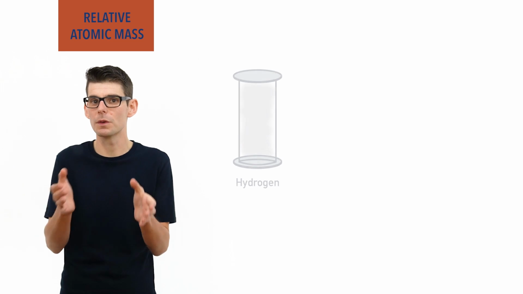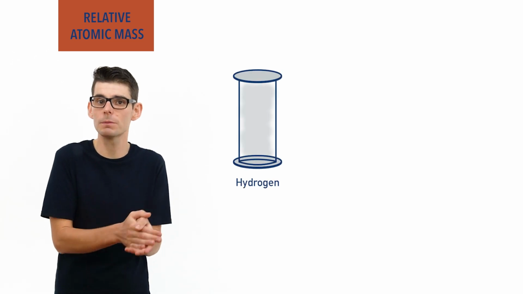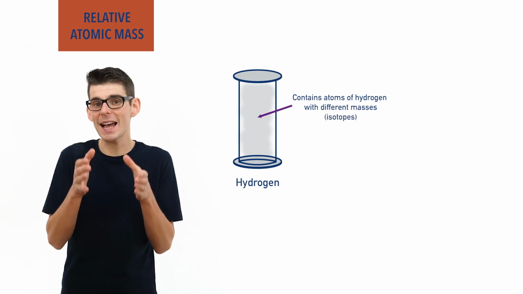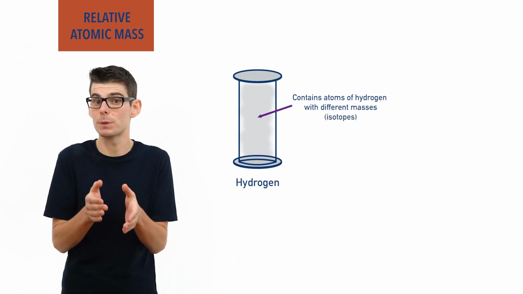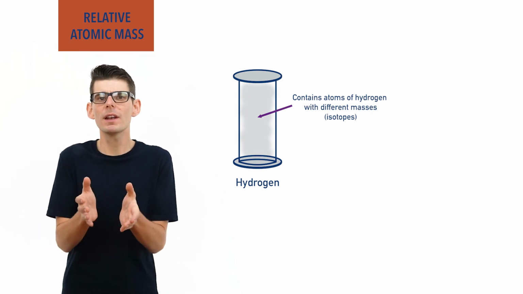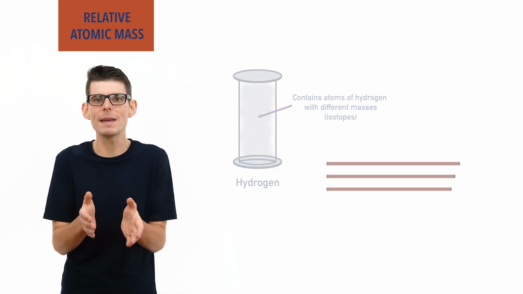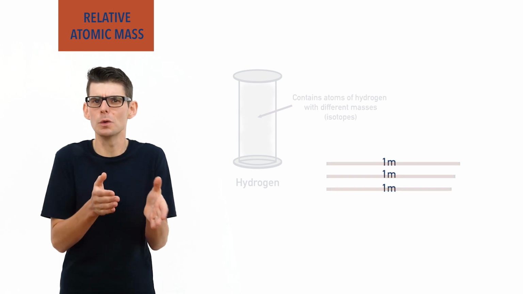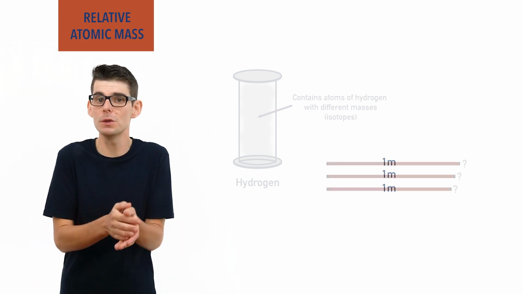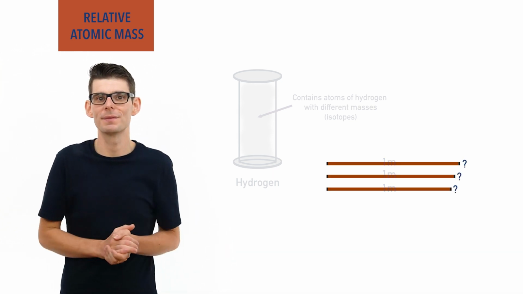Samples of hydrogen were found to contain hydrogen atoms with different masses, isotopes, and this made accurate comparisons of mass between elements based on hydrogen quite difficult. A bit like having a bunch of rulers all labelled as 1 metre, but they aren't all exactly 1 metre. How would you know which one is the right one to use to measure other things with?